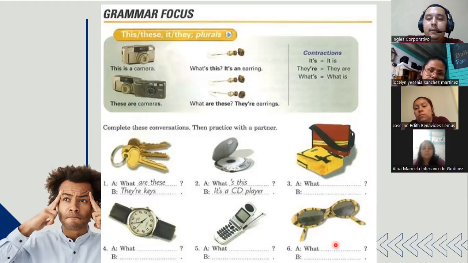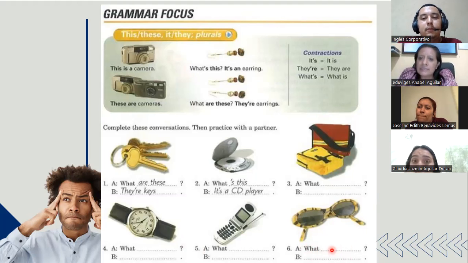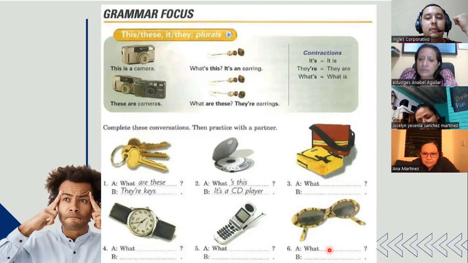What is this? It's a cell phone. What about the one that we have here? These are sunglasses. What are sunglasses? Or this?